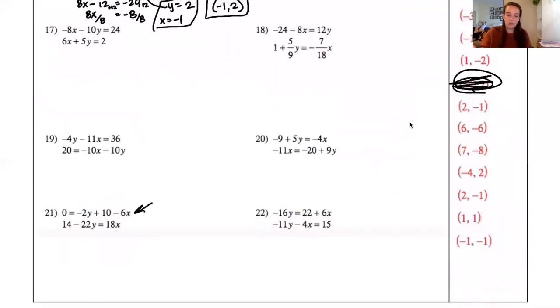If it's in this case, you want to move the x and y to the other side so that they're aligned. Rearrange it so it's in that x plus y equals a number mode. Just put it back in standard form.